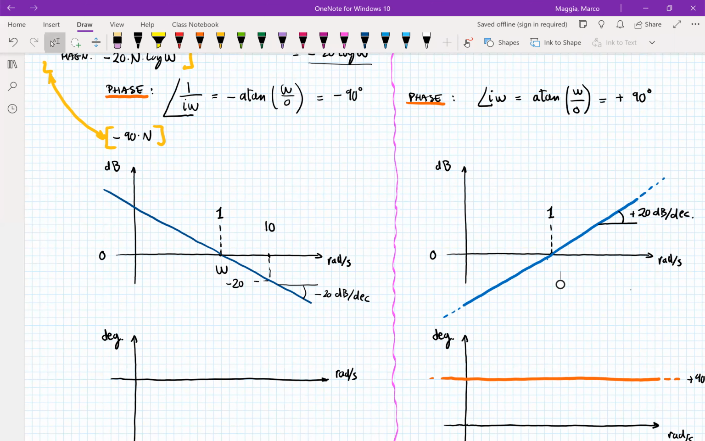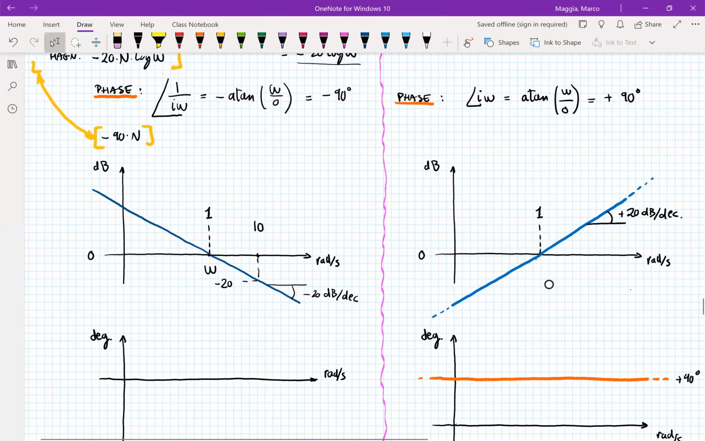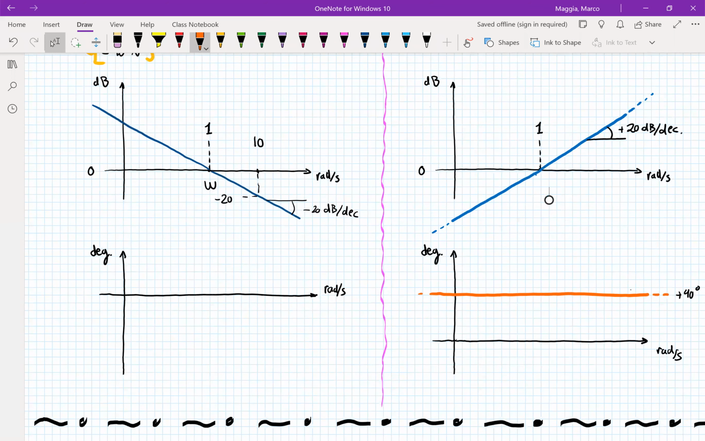You see that on the right-hand side of the page, we have instead the contribution magnitude-wise of a 0 at the origin, and as you see, everything is flipped. So the only difference is that now we have a constant line that increases by 20 decibels per decade. Okay, so in terms of phase, we have a constant contribution of minus 90. And of course, for the 0, we're going to have plus 90.